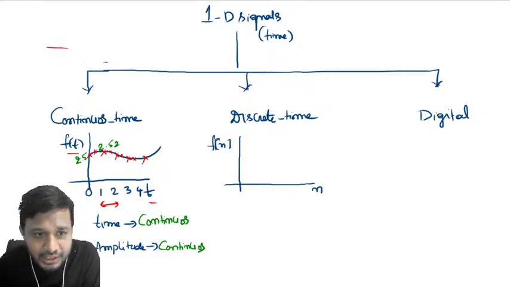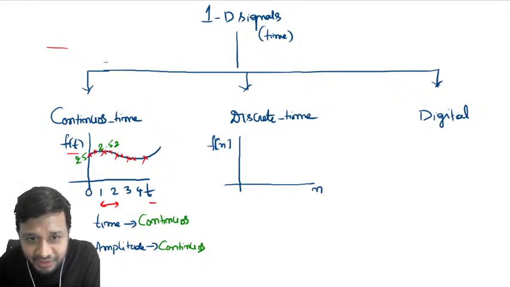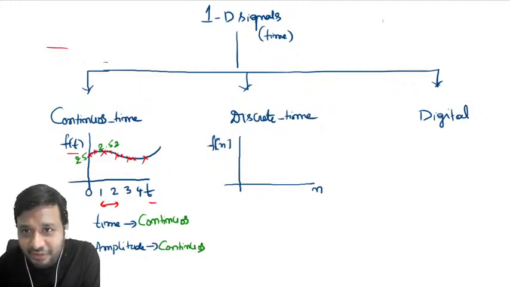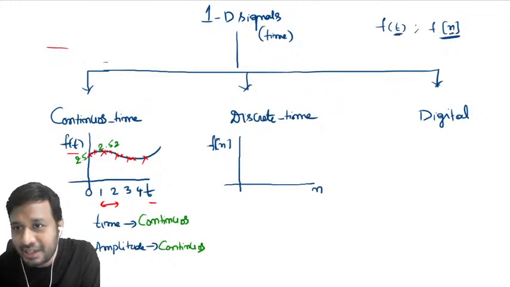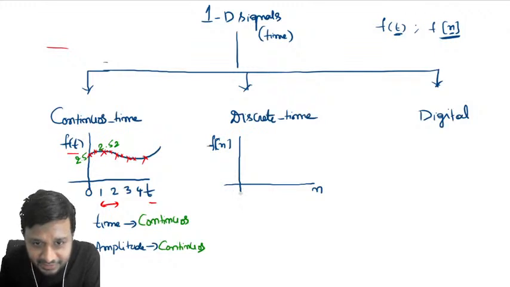One more thing: in continuous we use parentheses, whereas for the representation of a discrete time signal we'll use square brackets. So this is f(t), continuous, with parentheses, like this. And this is discrete time. This you must observe. The independent variable is t in continuous. The independent variable is n in discrete, right?